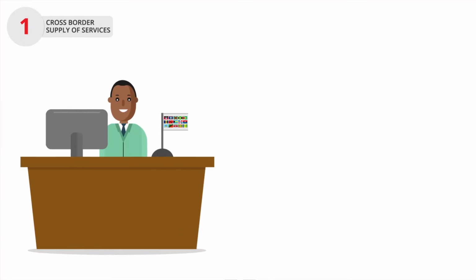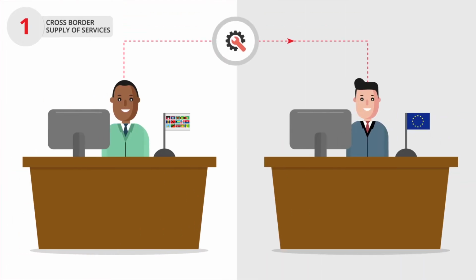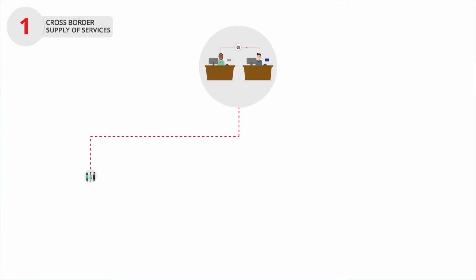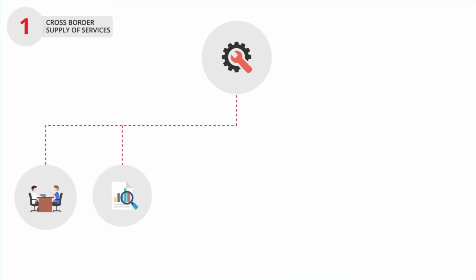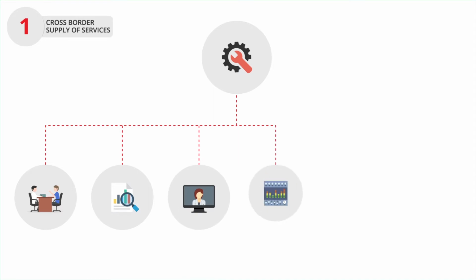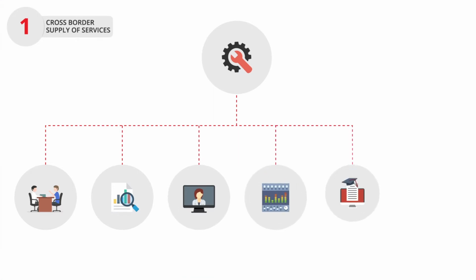Mode 1, otherwise known as cross-border supply of services, happens without the service supplier and consumer being in the same place. It applies when persons or firms provide services through electronic delivery, in the traditional mail, over the phone, or video conference. Some examples of services that can be delivered using Mode 1 are consultancies, market research, telemedicine, music arrangement and production, distance training, or architectural drawings.